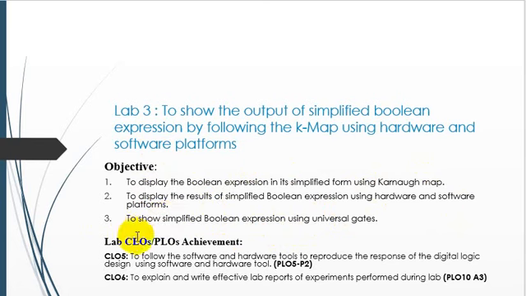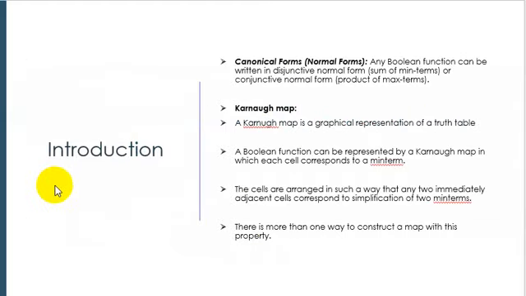The lab CLOs or the PLOs that we will achieve at the end of the lab are CLO5 and CLO6. CLO5 is basically mapped on PLO5 at the level of P2, and CLO6 is mapped on PLO10. So let's move to the introduction of today's lab.